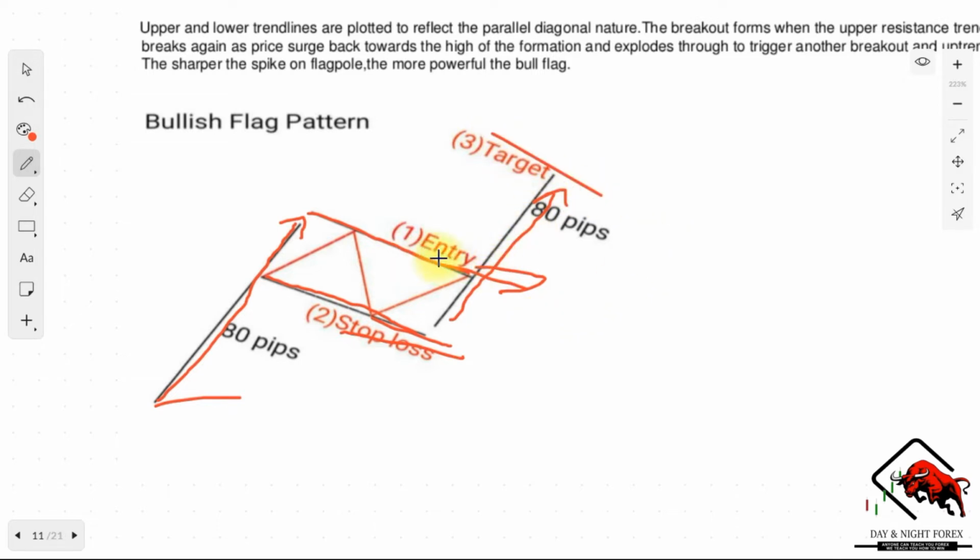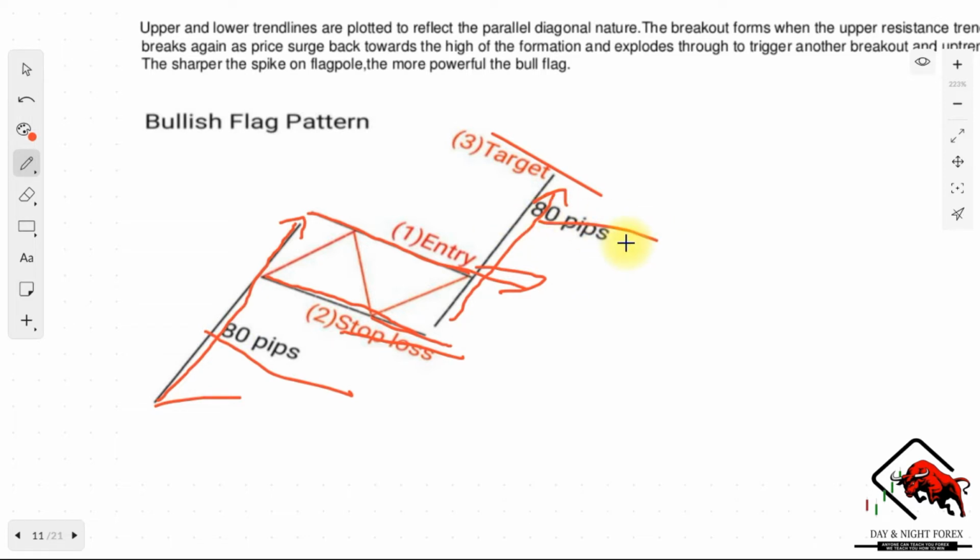So our entry at number one, where the price breaks to the upside and continues in the uptrend, and then our stop loss just below the support structure that was supporting the price in the flag. And then our target point is at least the same height as this movement that our pole actually spiked out to the upside. So we're looking at that to make our take profit, right?